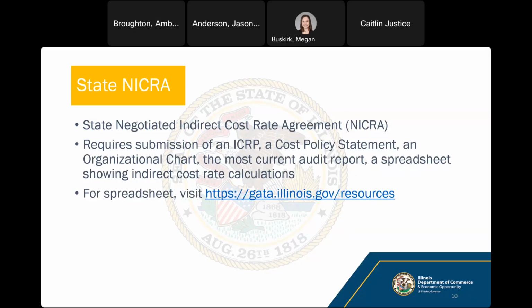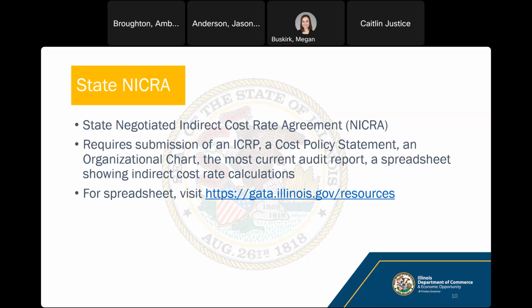On to the state NICRA. This requires grantees to develop and submit their indirect cost rate proposal, or ICRP, to the state of Illinois annually for review. In addition, the state negotiated rate requires a cost policy statement, an organizational chart, the most current audit report, and a spreadsheet showing indirect cost rate calculations.